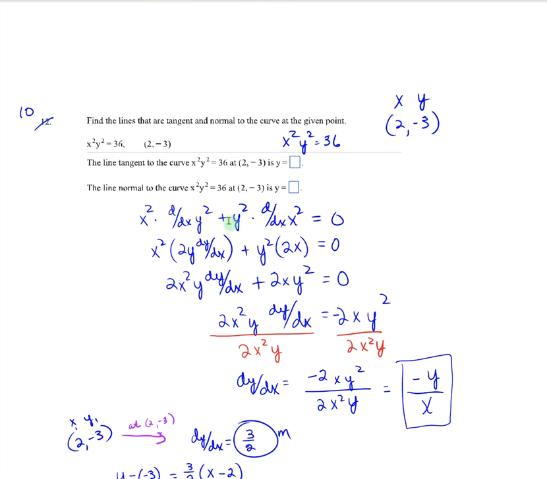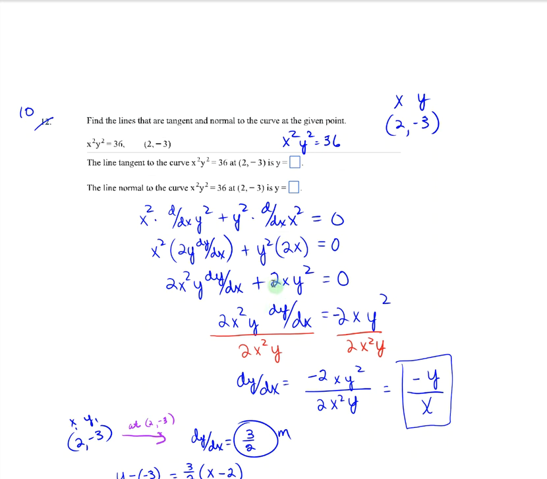This is number 10. Find the lines that are tangent and normal to the curve at the given point. Remember, we said that at the beginning, the tangent line and the normal line. So you've got this equation at this point. So if we're taking the derivative of this, that's a product on the left. First times derivative of the second plus second times derivative of the first, derivative of 36 is 0. So I have x times 2y dy dx plus y squared times 2x. Clean that up a little bit, and I am left with this.